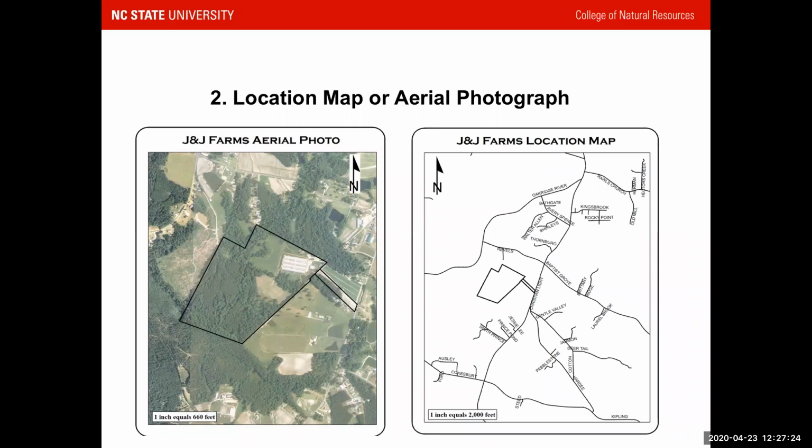So you also need to have a location map or aerial photograph showing where the property is located, showing the boundaries of the property, and also showing the types of timber that's on the property.